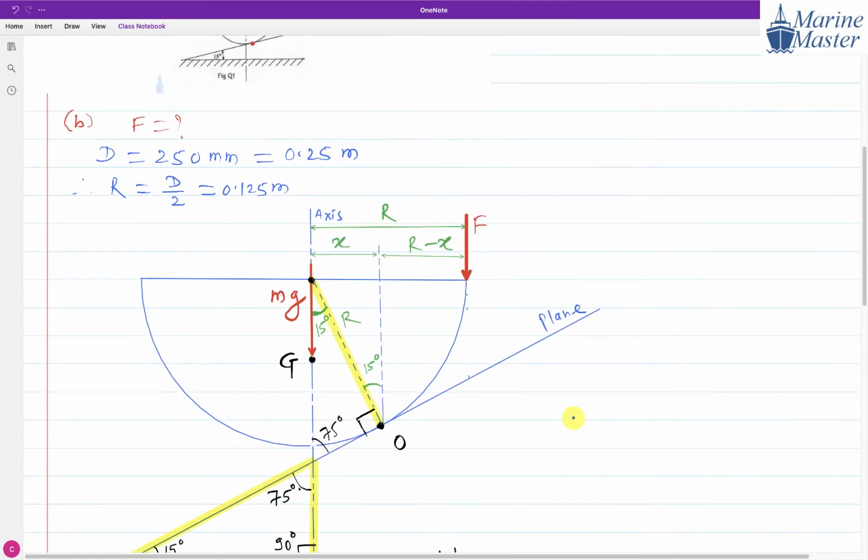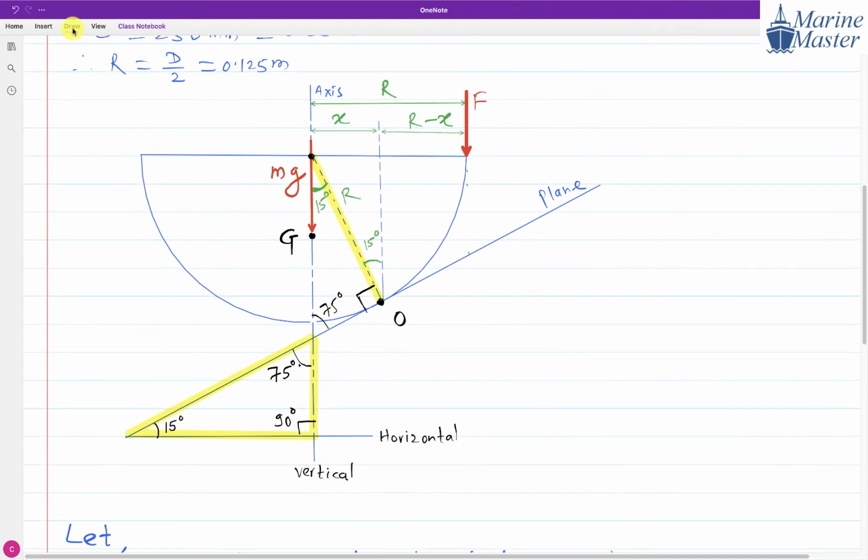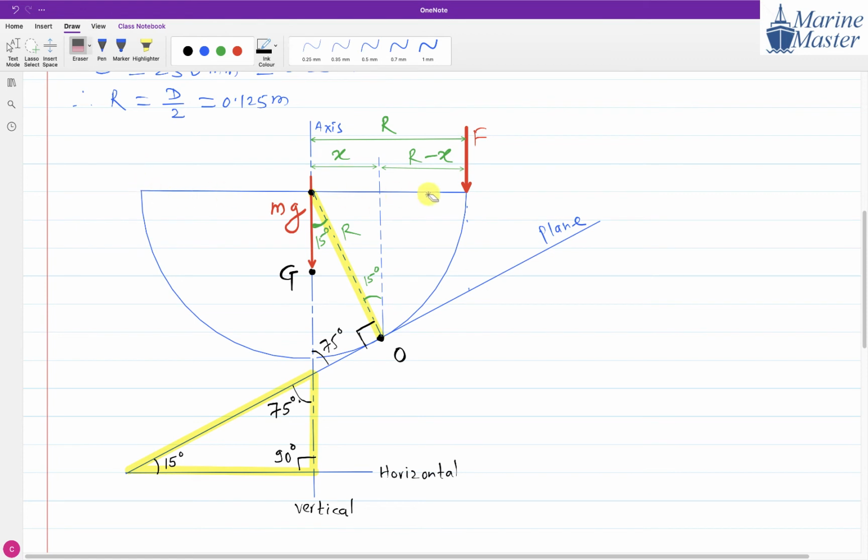Now tell me, this object, is it in equilibrium? This sphere, is it in equilibrium? No, sir, it is not in equilibrium. How did you come to know that it is not in equilibrium? Because it is lifted at an angle of 15 degrees, so it will not stay. It is a circular object.